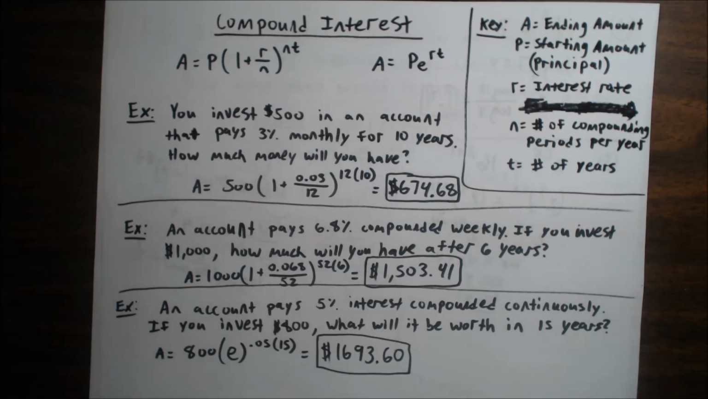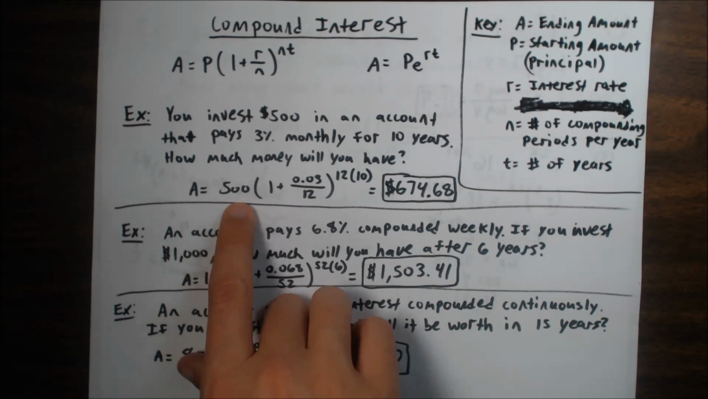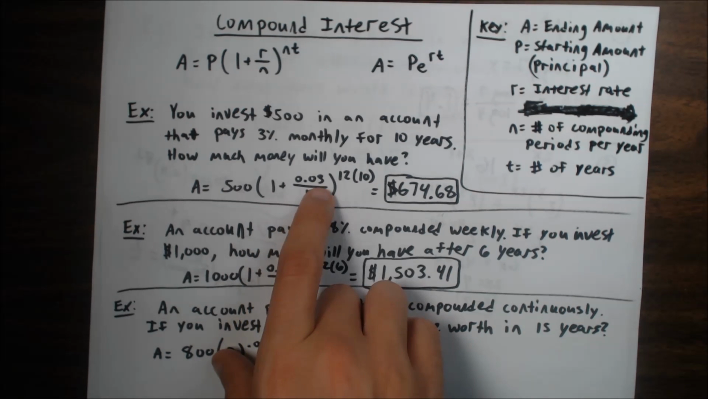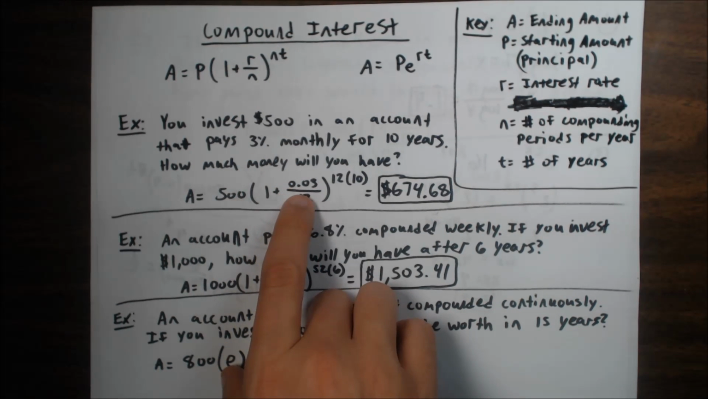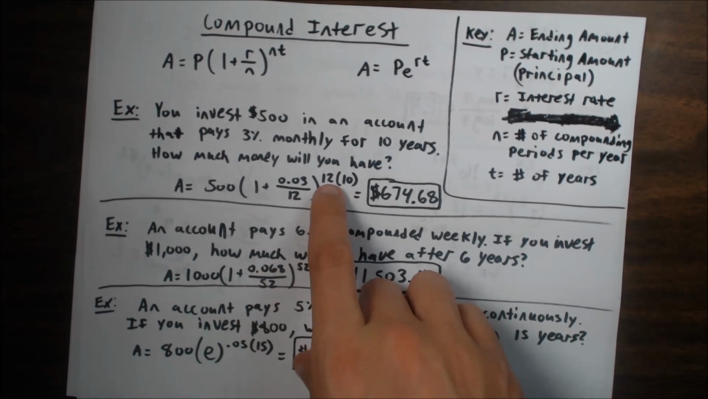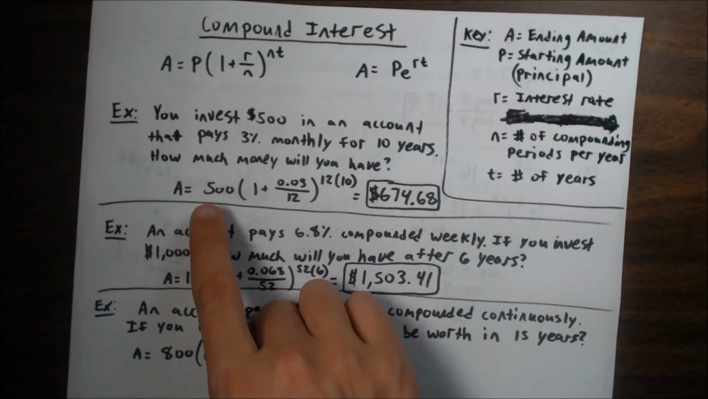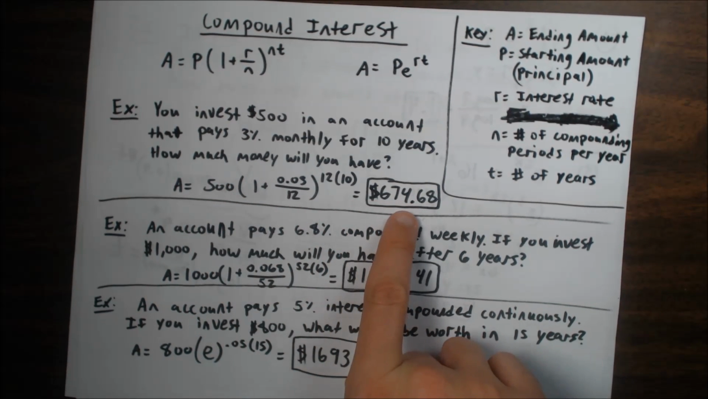So we're just going to fill these numbers into the formula. The amount you have at the end is $500, the amount you started with, times 1 plus the rate, 3% is 0.03, divided by how many times per year it's compounded, which is 12. We're going to raise that to the power of 12 times 10. And we can really just put all of this in our calculator, and this is the answer.